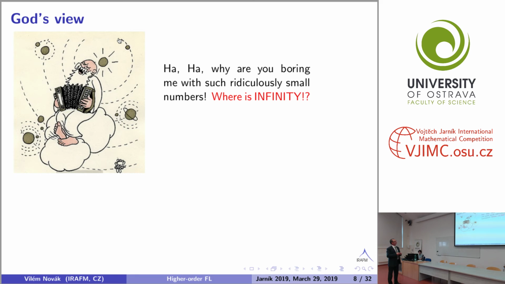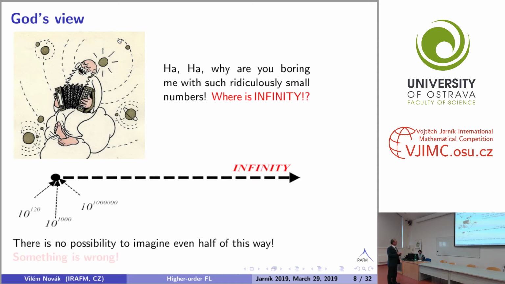Well, he says, why are you boring me with such ridiculously small numbers? Where is infinity? Imagine that whatever number you think, 10 to 120, 10 to 1,000, 10 to 1 million, you are still in the very, very beginning of the infinity. Infinity is somewhere here. And there is no possibility to imagine any step farther or half of this way. It has no sense to think about it, because whatever number we think, we are still in this spot and not in infinity. So something is wrong with this.